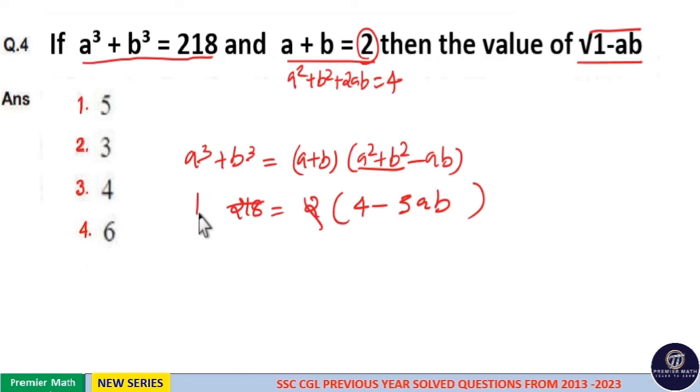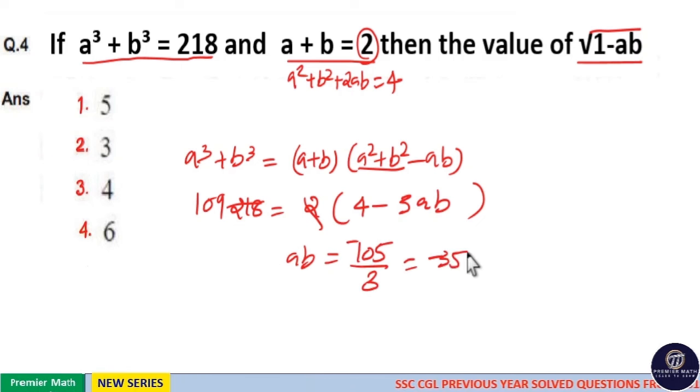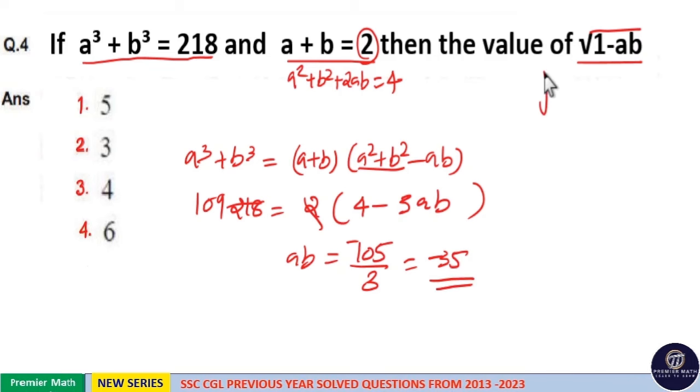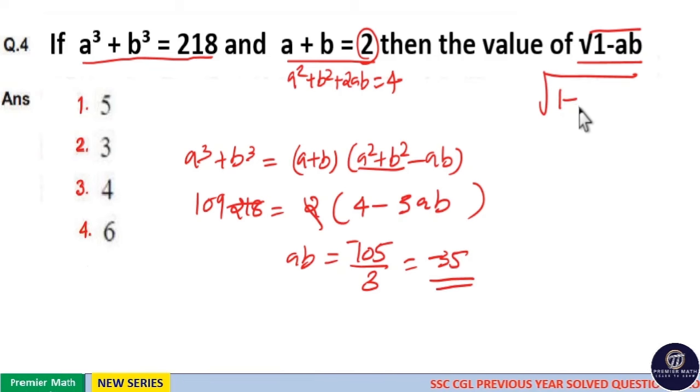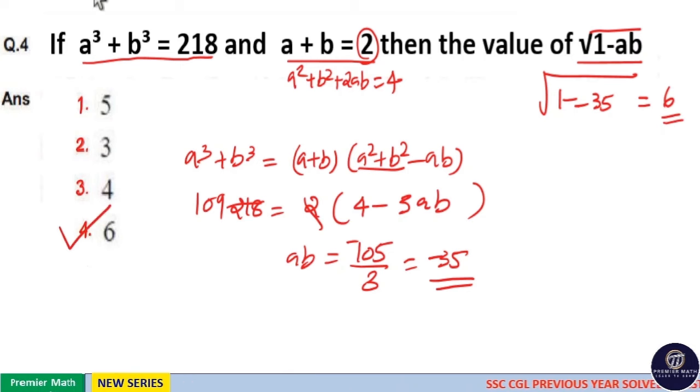Now 2 goes 109 times in 218. So 109 minus 4 is equal to 105. So minus 3ab is equal to 105, means ab is equal to 105 by minus 3, which is equal to minus 35. Now root of 1 minus ab means 1 minus minus 35. ab is equal to minus 35. So this is equal to root 36, that is 6. Option 4 is your answer.